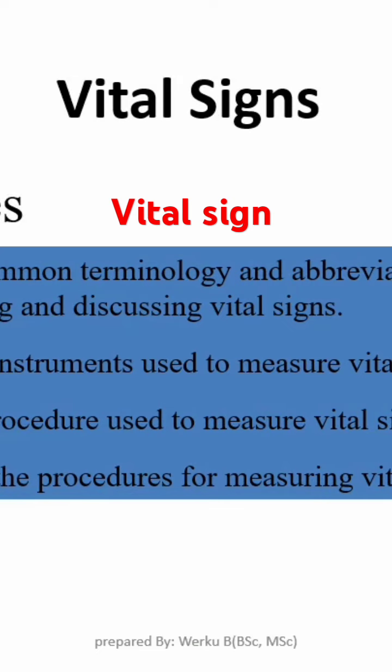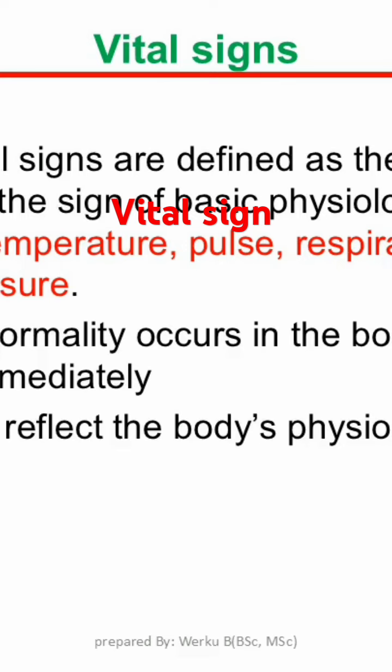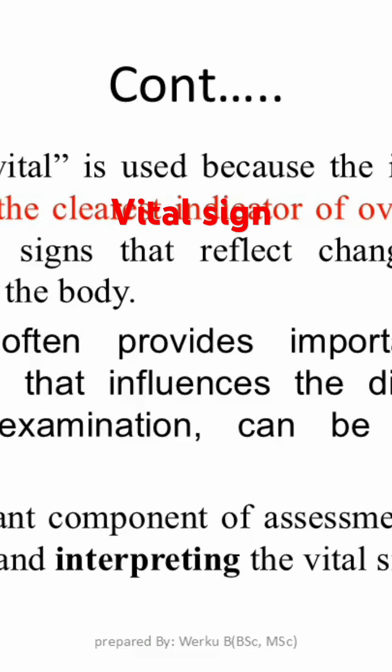to measure vital signs. Vital signs are the basic indicators of physiological status, including temperature, pulse, respiration, and blood pressure. They change immediately with any abnormality in the body. The term vital is used because these signs are the clearest indicators of overall health. They provide initial information that influences the direction of evaluation and examination.